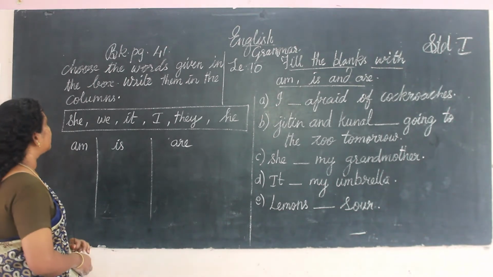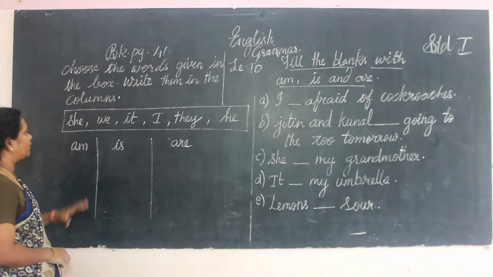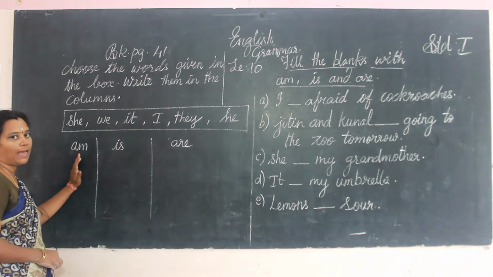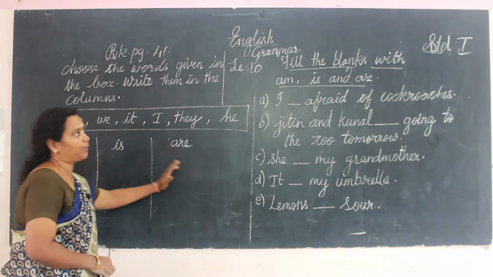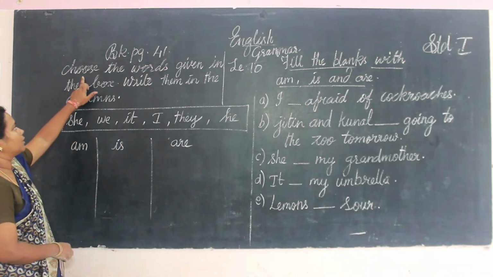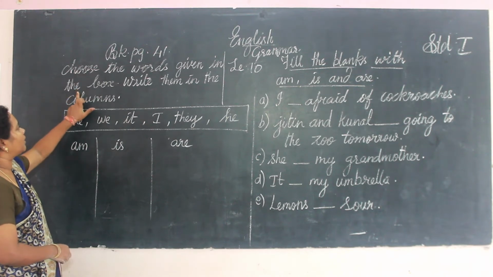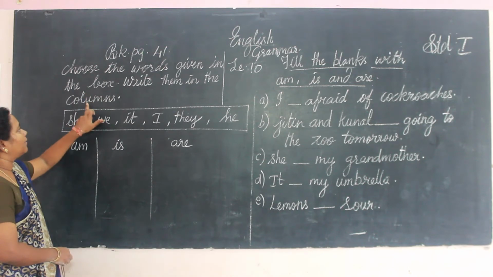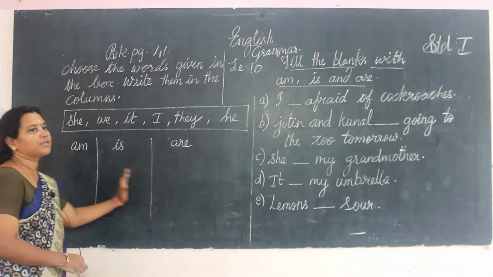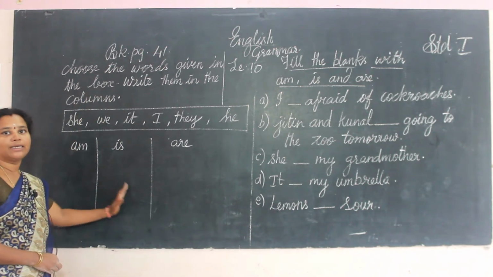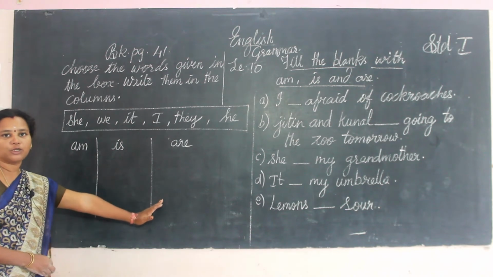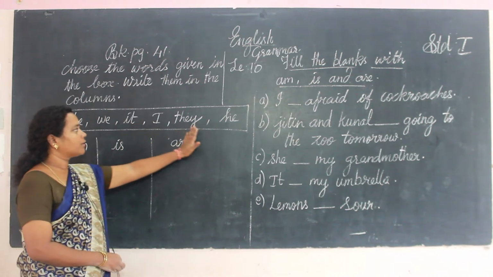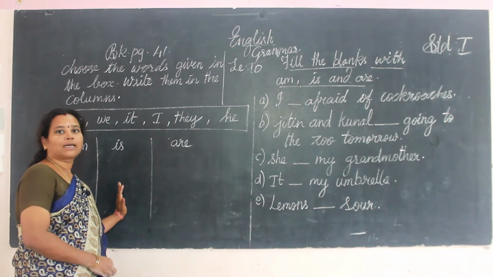Okay. We know already where we have to write am, is, and are. See here, what is the given question? Choose the words given in the box. You have to choose the words from the box and write them in the columns. Three columns are given to you: am, is, and are. You have to choose from the box and write the correct answers in the correct columns.